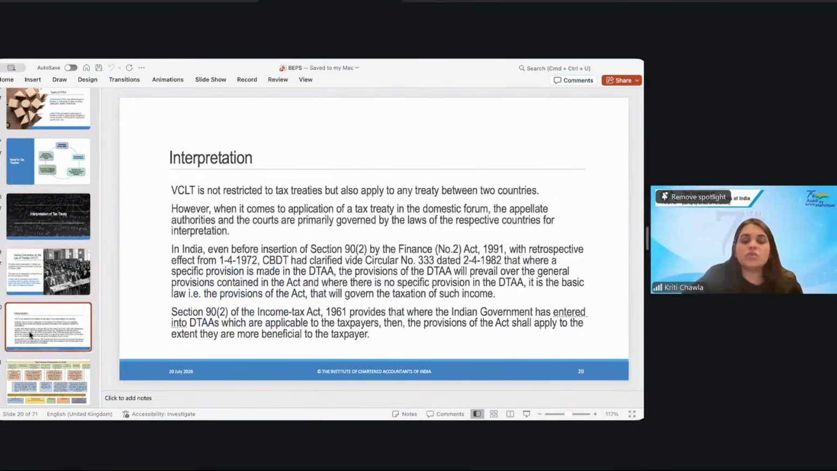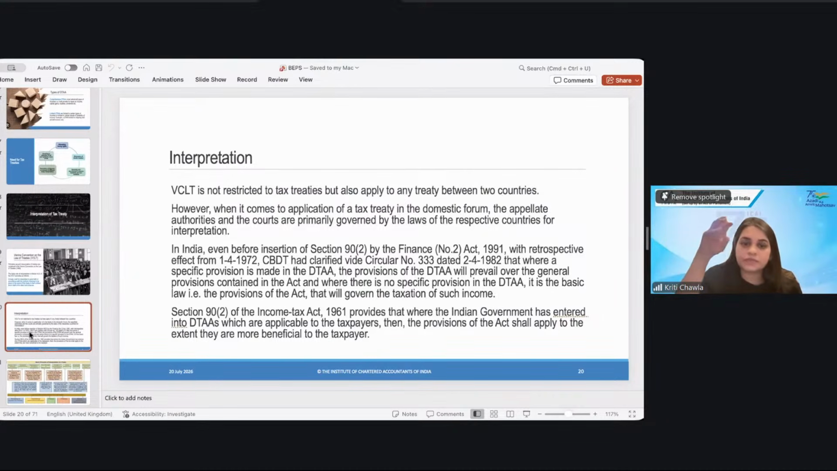Now, VCLT, as I mentioned, is like the treaty of treaties. So it's not really restricted to a tax treaty, but applies to any treaty between two countries. But when it comes to the application of a tax treaty in a specific domestic forum, where you have the appellate authorities and the courts, they are primarily governed by the laws of the respective countries for interpretation.